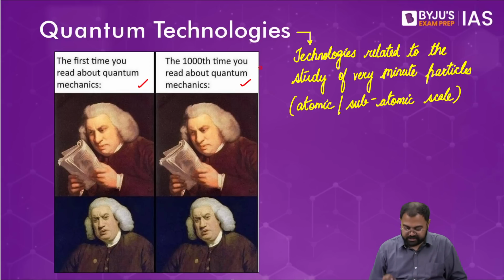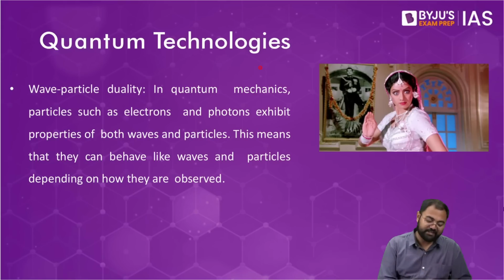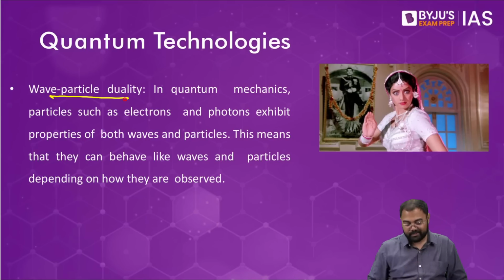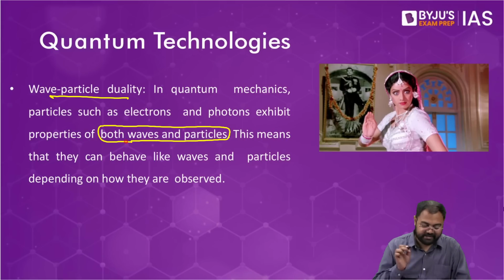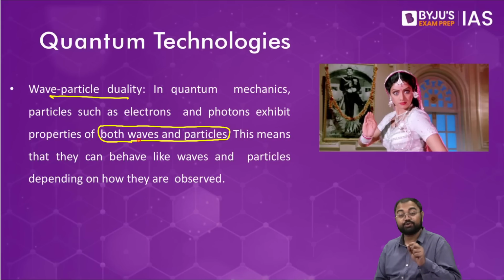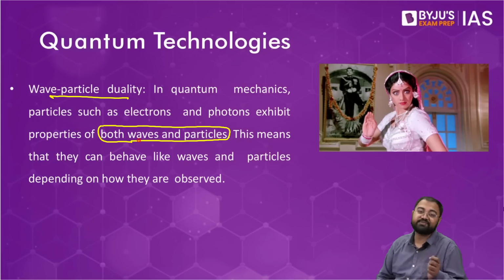Now, just try to understand these basics of the principles. The first principle is wave particle duality. Right? The first principle is wave particle duality. Now, in wave particle duality, what are we saying? We are saying that these subatomic particles can exist both as waves and particles, and they can show the properties of being both waves and particles.